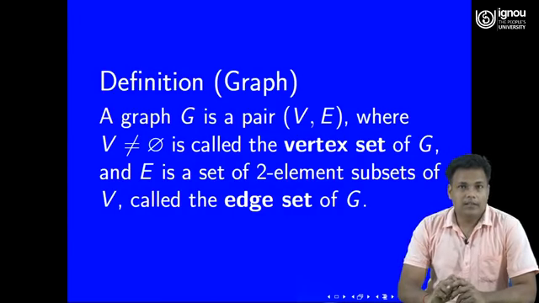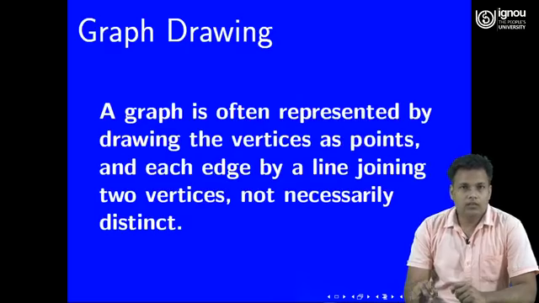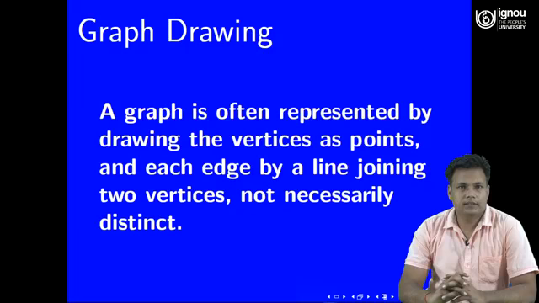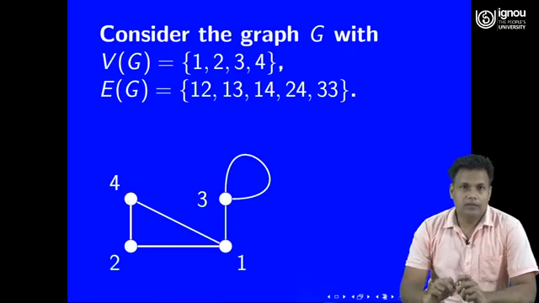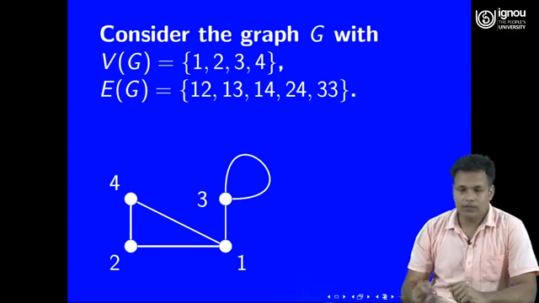Graphs are better represented through points and lines on a plane. So a graph can be represented by drawing vertices as points and each edge by a line that joins two vertices, and of course these vertices may not be distinct. That means an edge may have the same endpoints. For example, let's consider the graph as seen here.